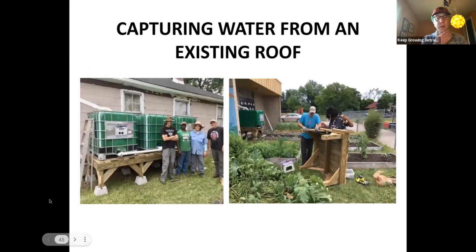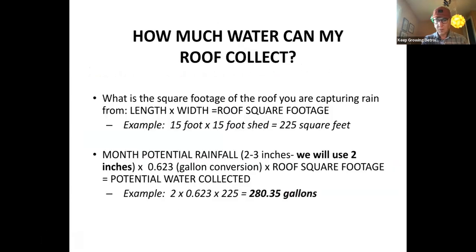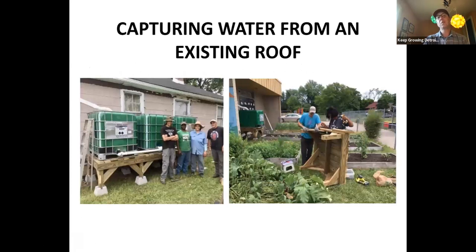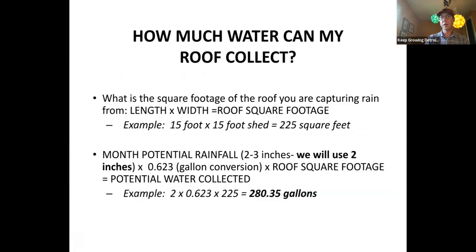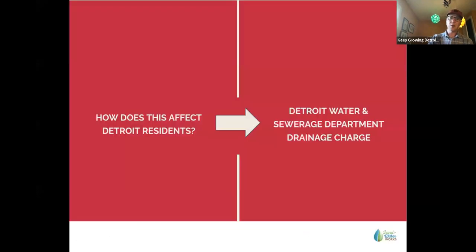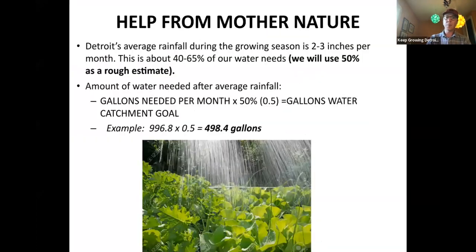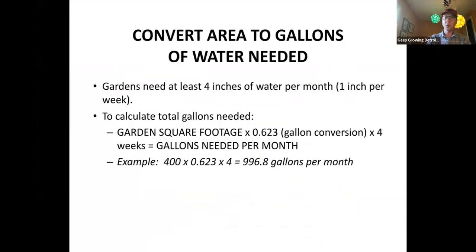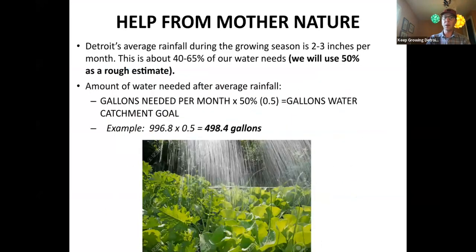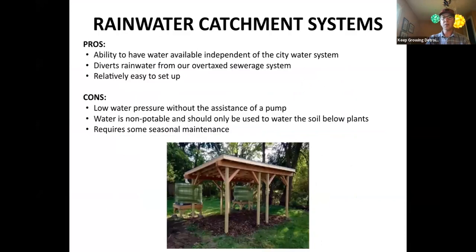Okay, now let's spend a minute talking about sizing, and capturing rainwater from an existing roof. We talked about our make-believe garden, which was 400 square feet. And we figured out that, after Mother Nature helped us out, we needed about 500 gallons of water to cater to our gardening needs.